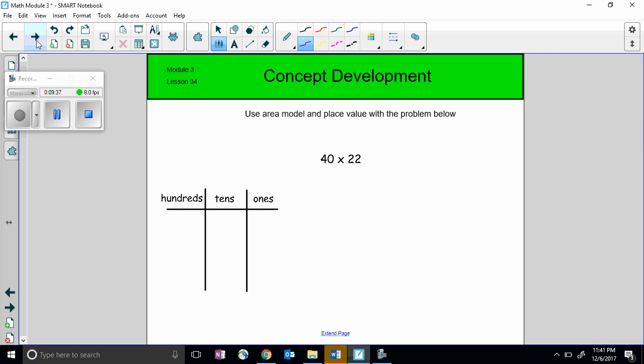Number 3. So we've been using the place value chart, so that one should be fairly easy for you guys. Now we're going to do an area model.